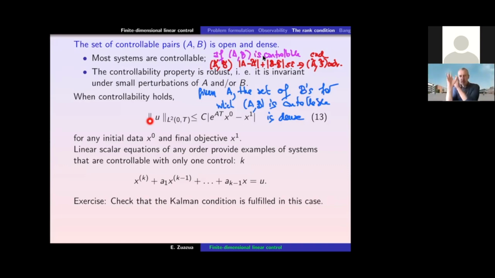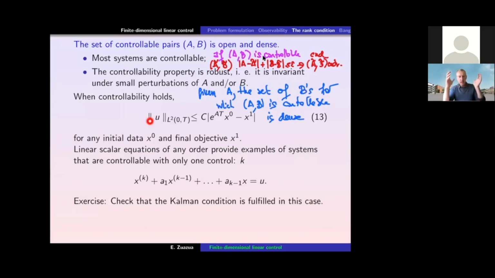But if you have this density property, this is not so bad, because you know that a small variation of the system you have generated will have the property you like. This is why we are interested in such a concept. We say, okay, I take a B, I control the system, and I see that some components are not well controlled. I change the B a little bit, and then I can guarantee that the controllability property is fully satisfied. Why is that?